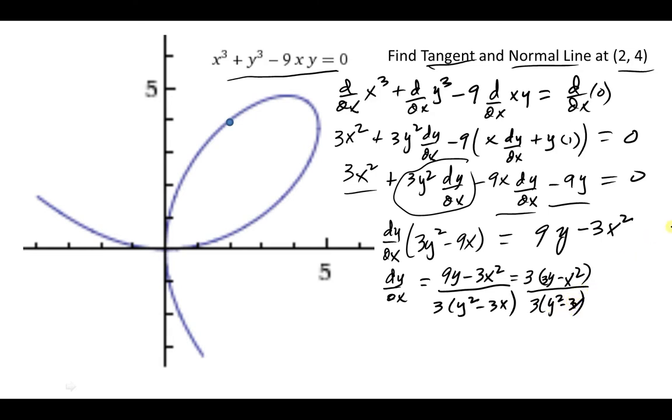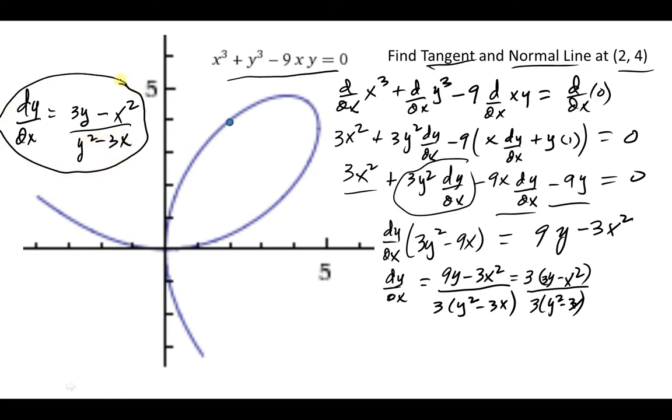So finally, we can write that dy/dx is equal to (3y minus x squared) over (y squared minus 3x). So this gives us the derivative or slope of the tangent line at any point x and y.